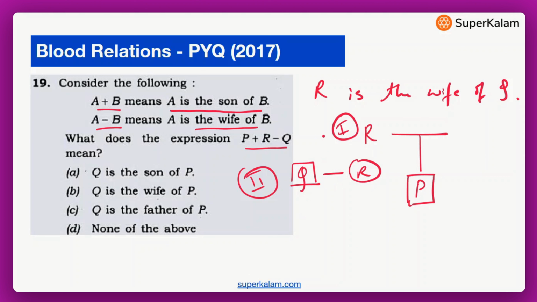If we combine these two together, this first tree and second tree together, then Q can come here, because these two are married. Q is a male.